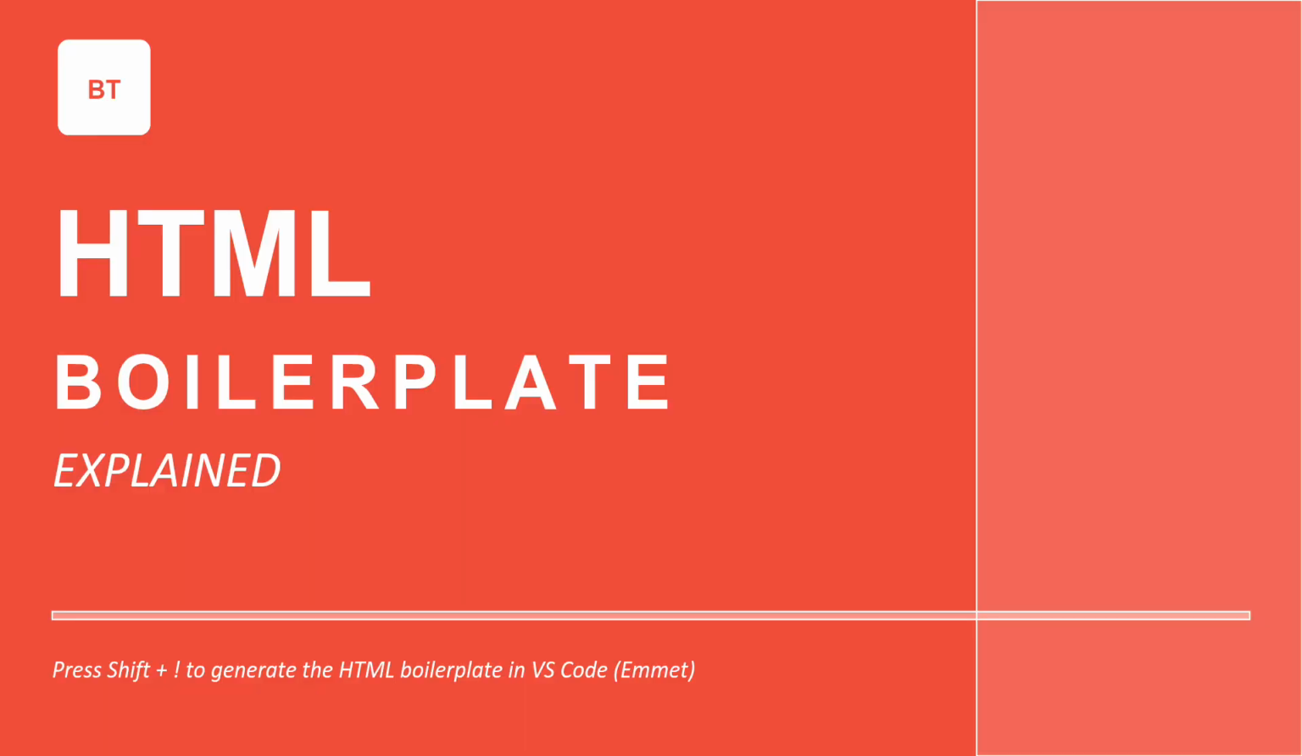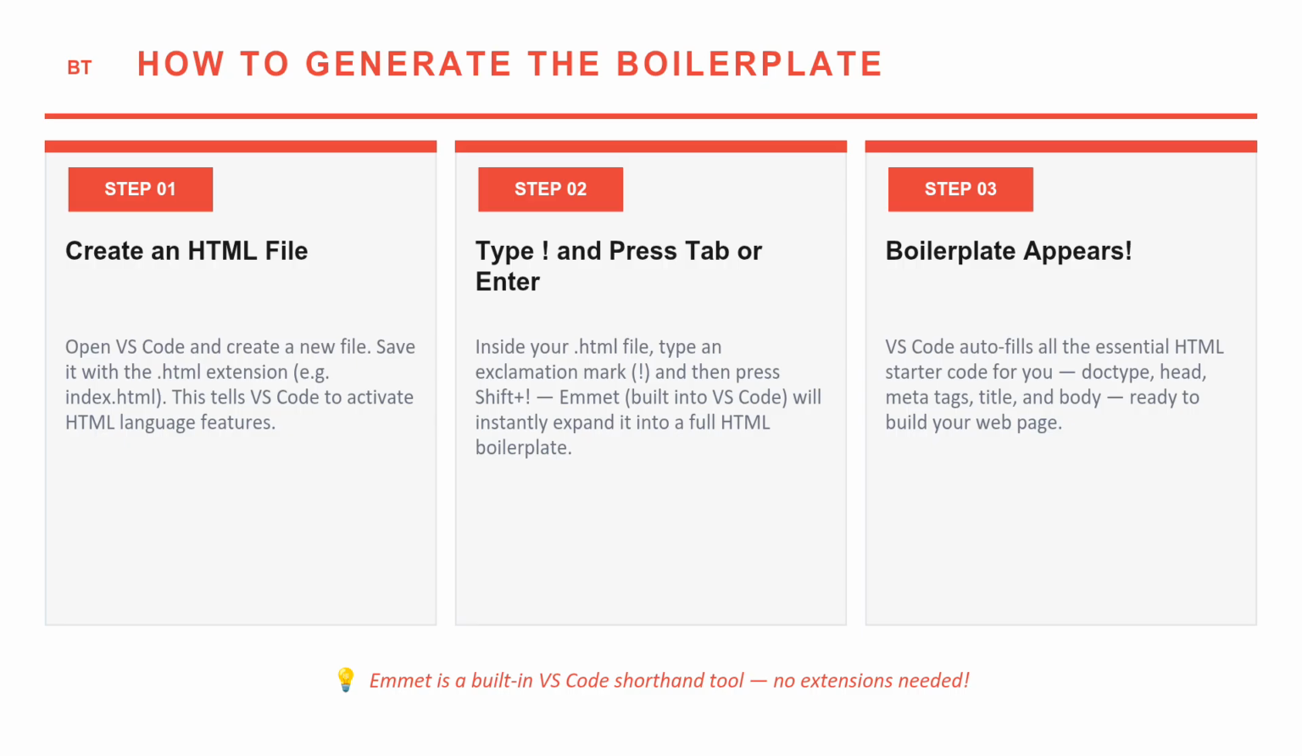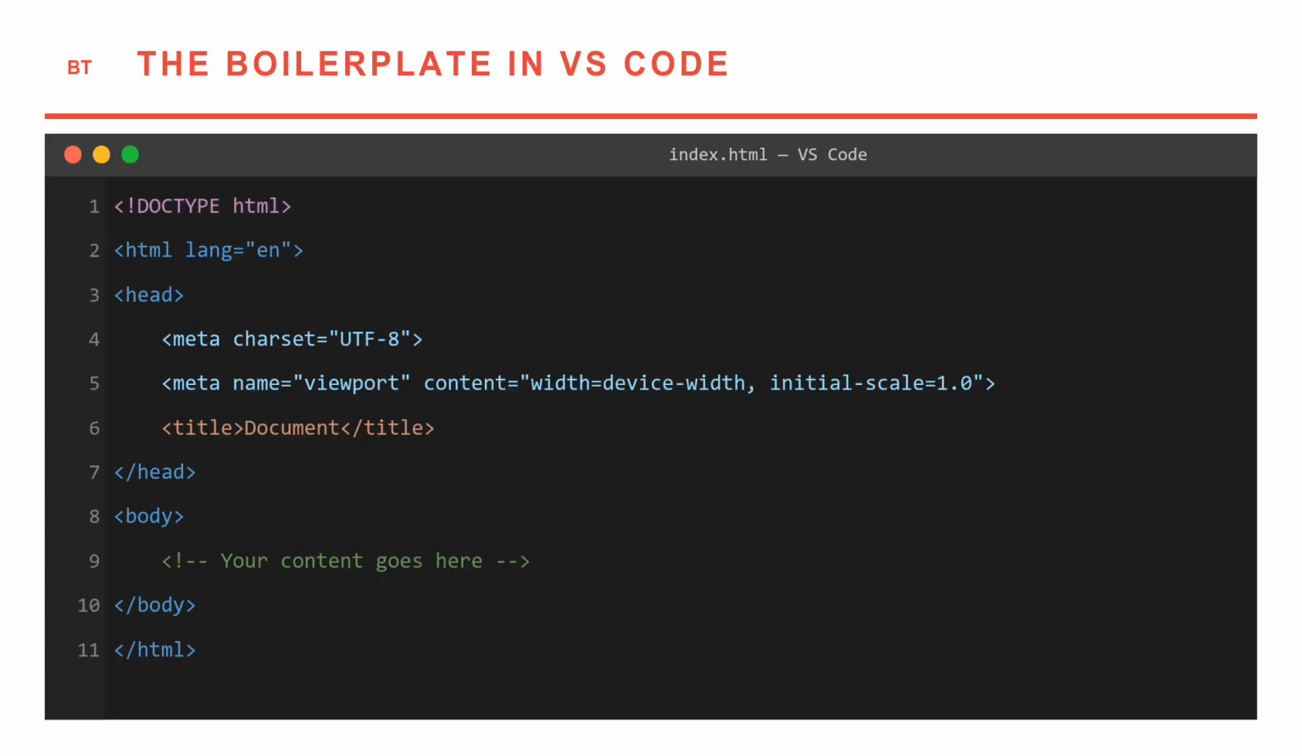Now we're going to be looking at what exactly an HTML boilerplate is, like we discussed. The boilerplate is a pre-written template of HTML code. Like we said before, it's so easy to get. Create your HTML file and you just type exclamation mark and shift. And this is what you're going to see as your boilerplate.